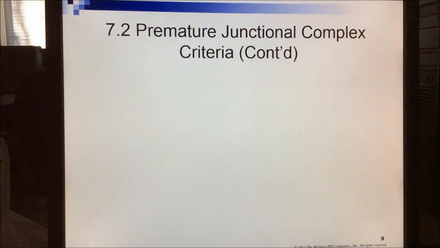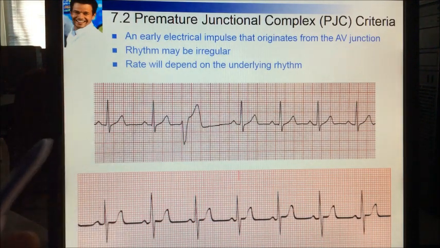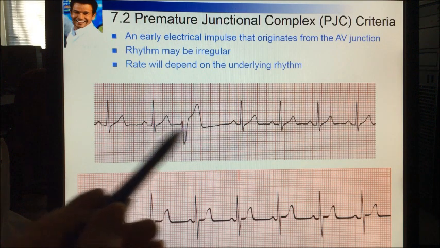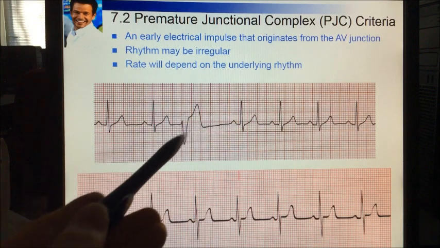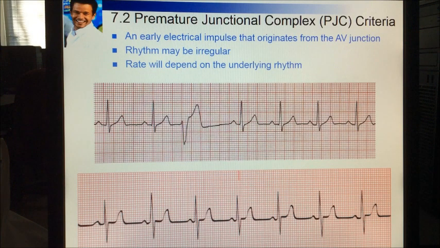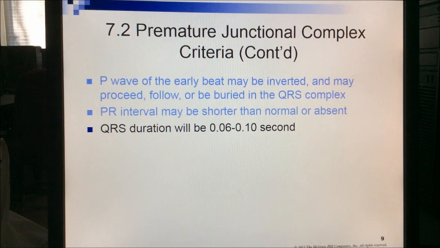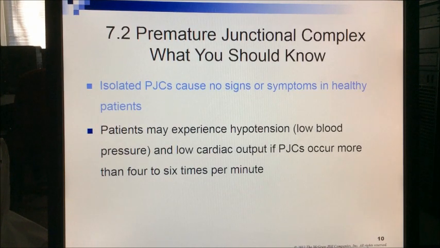PR interval may be shorter than normal or absent. So here we clearly see a PR interval. Here we clearly see a PR interval. But here you can't really see any space between the P and the R, QRST. So PR interval is usually pretty much absent or very, very small. QRS complex, however, is normal, 0.06 to 0.1. So even though the AV node is the one that's triggering the electrical impulse, it's still producing a normal QRS or ventricular depolarization. So those are still going to be normal, and you'll see that in other abnormalities that we talk about too.